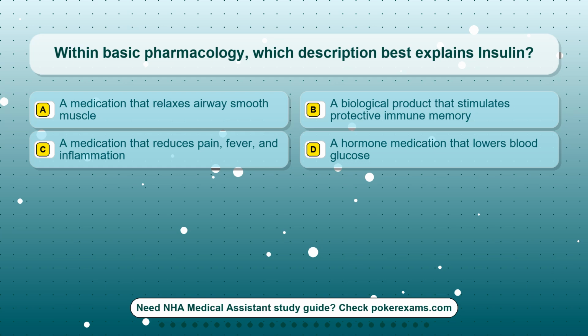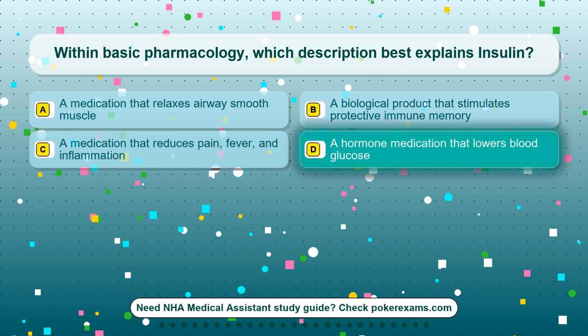Question 19. Within basic pharmacology, which description best explains insulin? Option A. A medication that relaxes airway smooth muscle. Option B. A biological product that stimulates protective immune memory. Option C. A medication that reduces pain, fever, and inflammation. Option D. A hormone medication that lowers blood glucose.